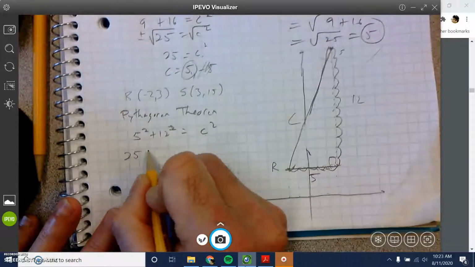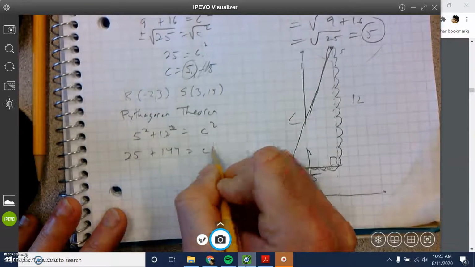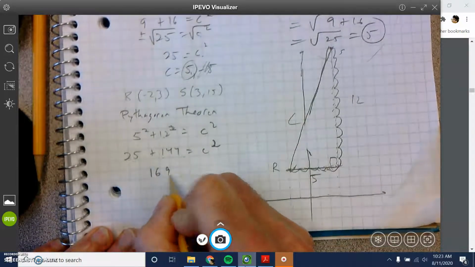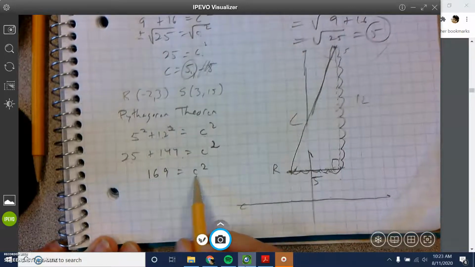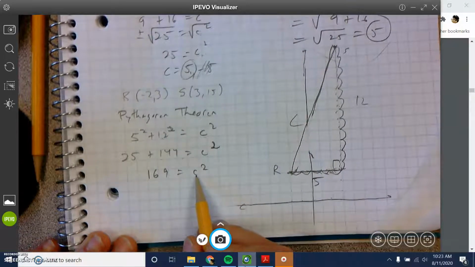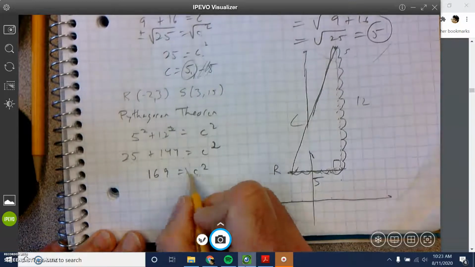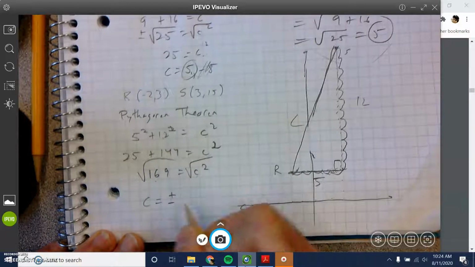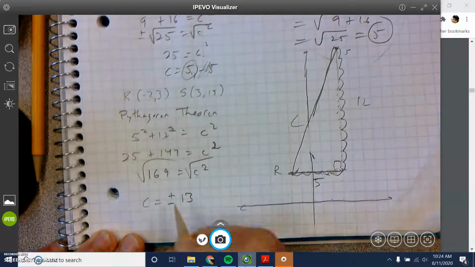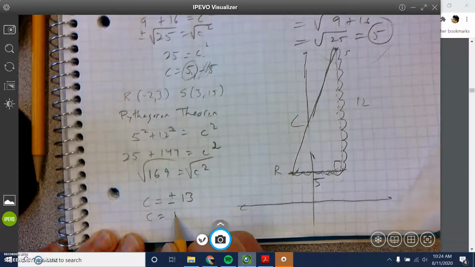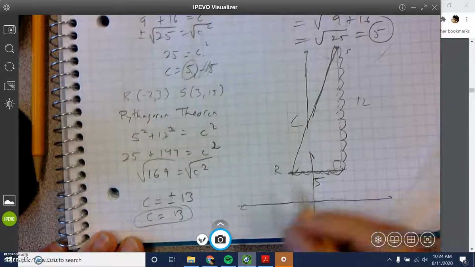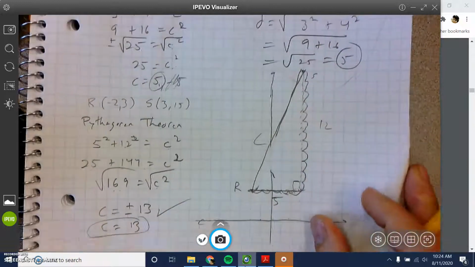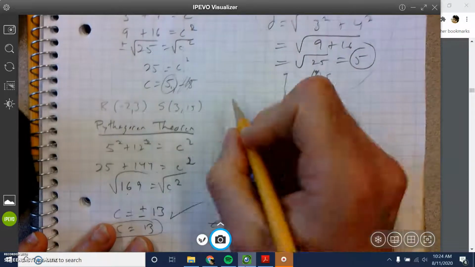5 squared, 5 times 5, 25. 12 squared is 144. C squared is what I'm looking for. 25 plus 144 is 169. So what number squared is 169? There's two answers, right? Because it's a positive and negative answer. You could square root and put that in your calculator. You should get positive or negative 13. But you know that the answer is just 13 because distance is positive. So the answer here is 13, Pythagorean theorem way. Bam, got it. Okay, now let's do the distance formula way.